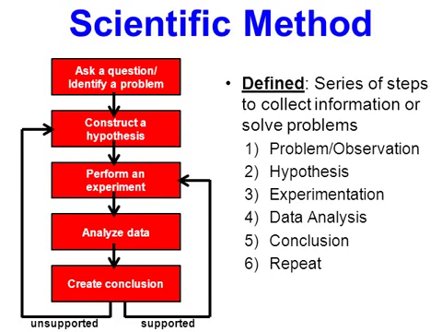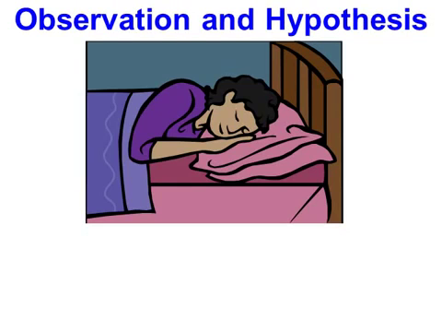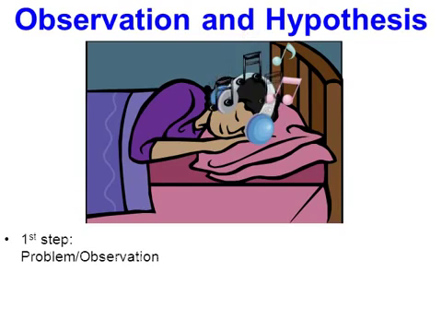Let's go through the scientific method using a fictional example. Okay, let's actually look at the first 2 steps of the scientific method on this one slide. Step 1 is observation, or identifying a problem. In our animation, we have a young lady lying in bed with headphones on, listening to music. This animation is going to be the basis of the rest of the video.